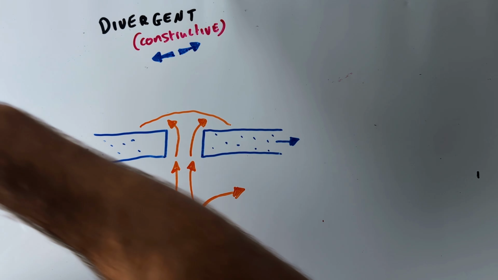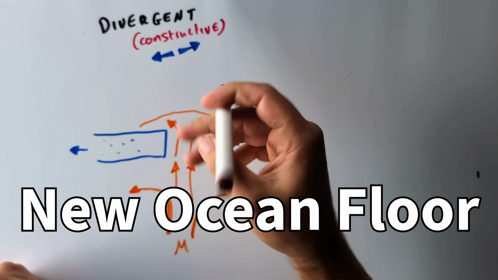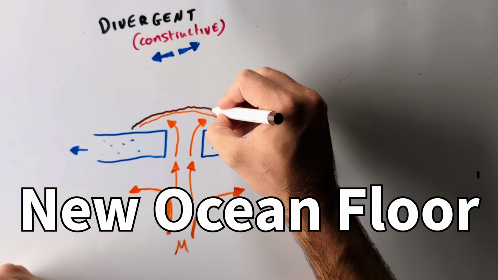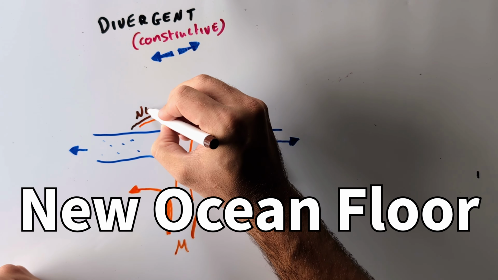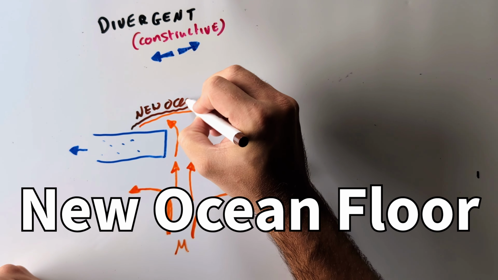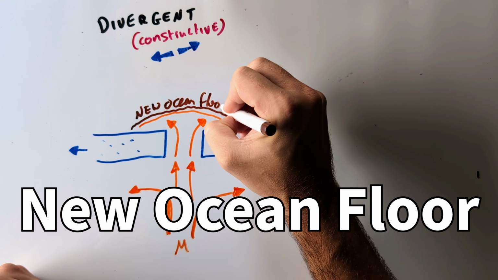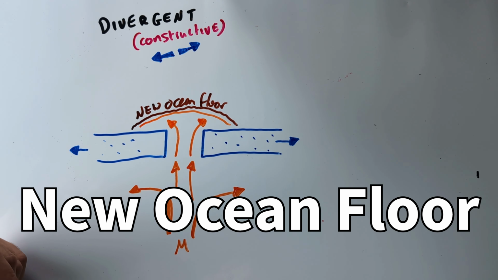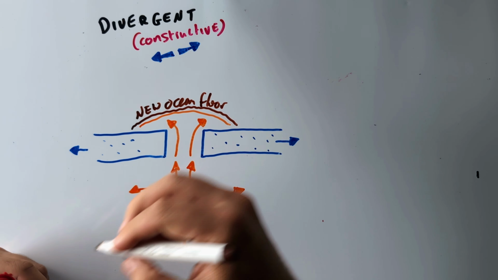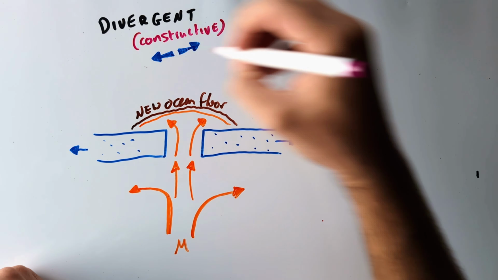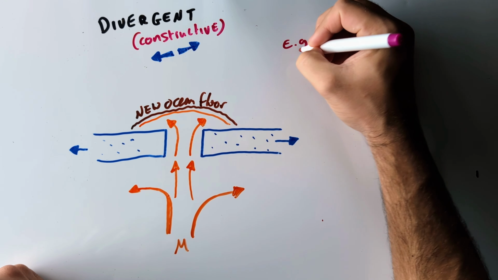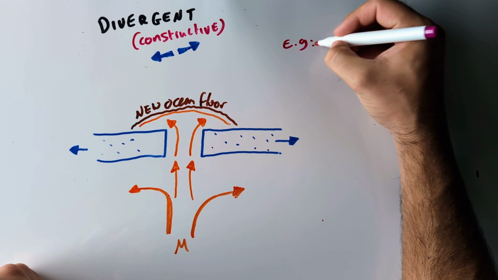In fact, I'm going to draw this in brown to show you that new land is being created. New ocean floor. Okay, so this is a classic example of the Mid-Atlantic Ridge.